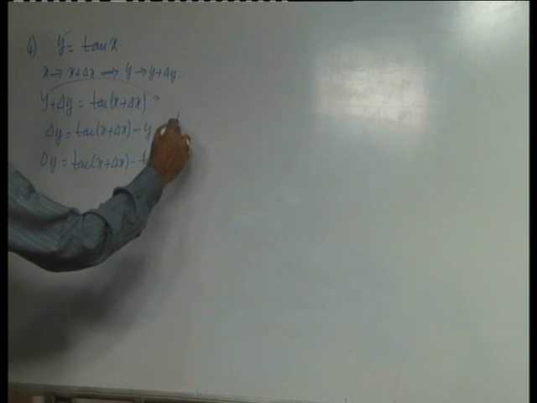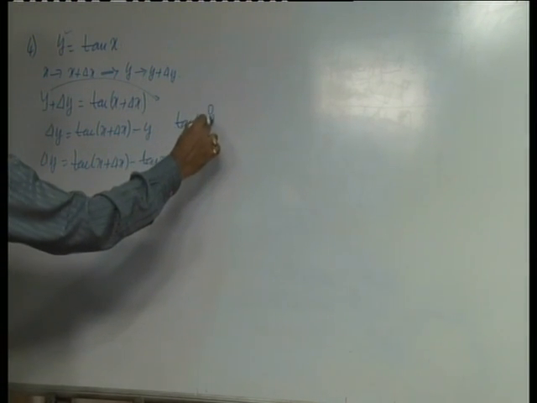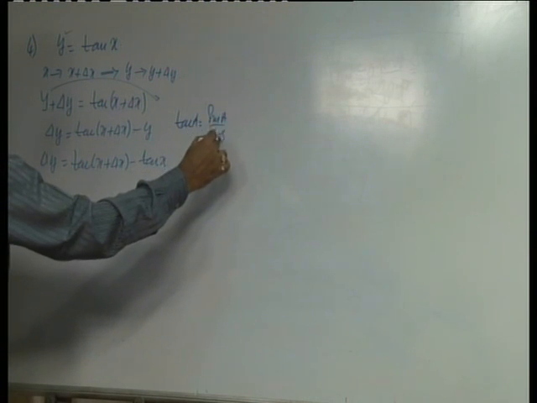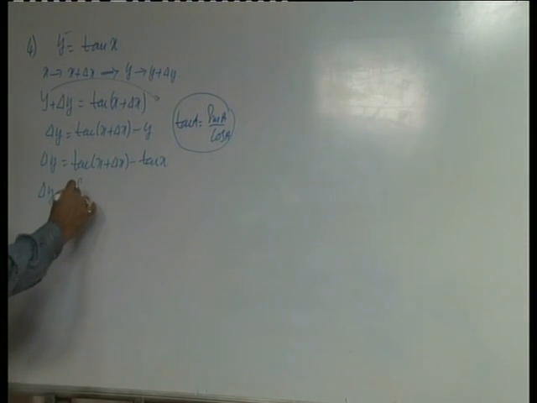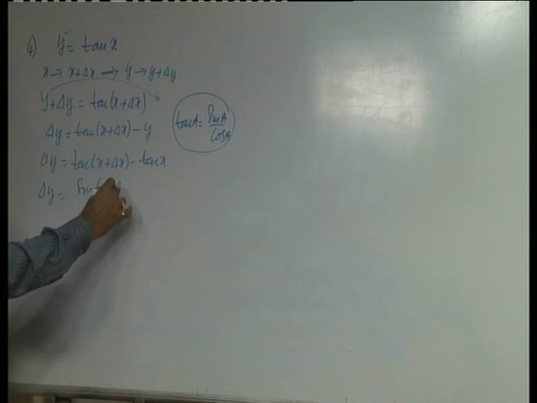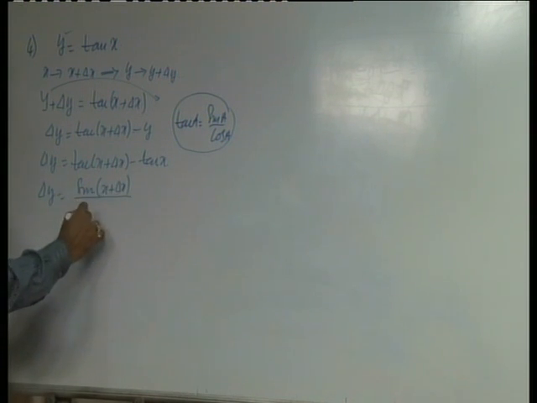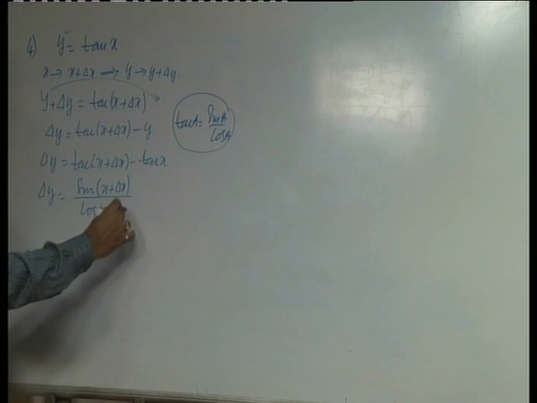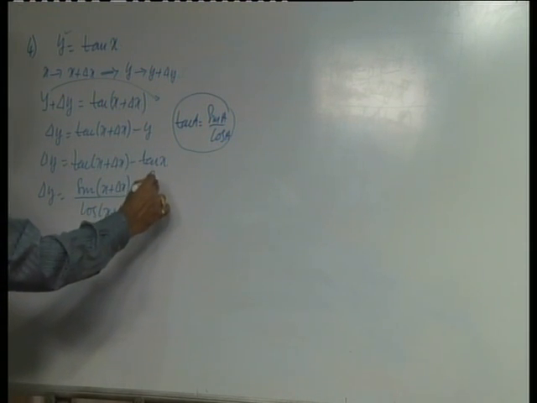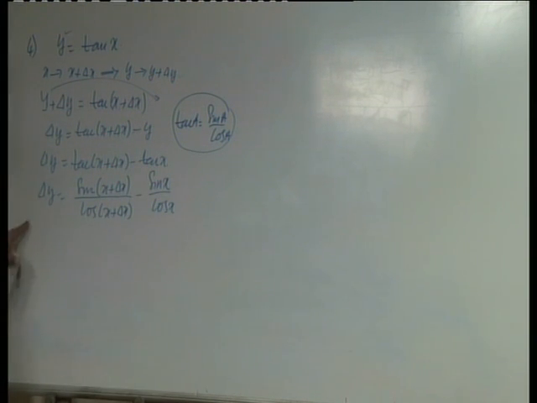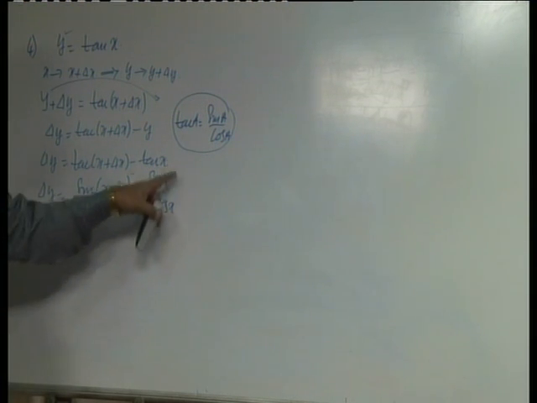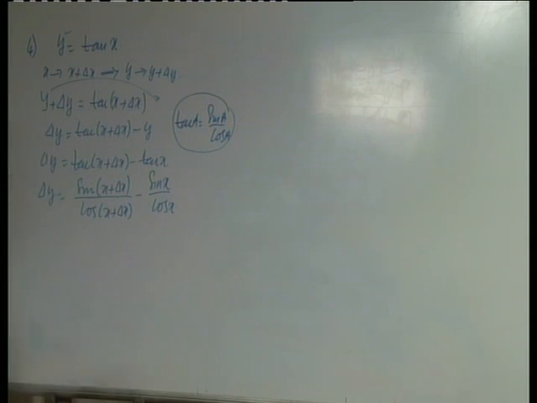We know that tan a is equal to sin a divided by cos a. So, according to that, delta y is equal to sin of x plus delta x divided by cos of x plus delta x minus tan x. Tan x can be taken as sin x divided by cos x. Before dividing by delta x and taking limit on both sides, we have to follow certain simplification. Next here we have to take LCM.